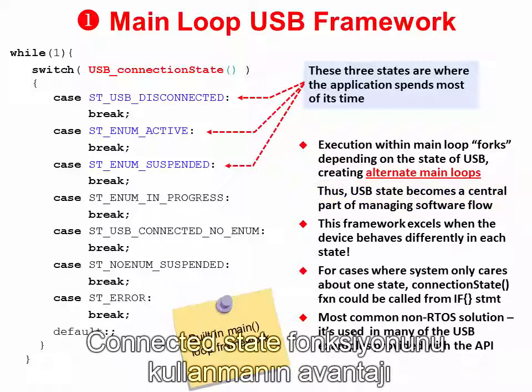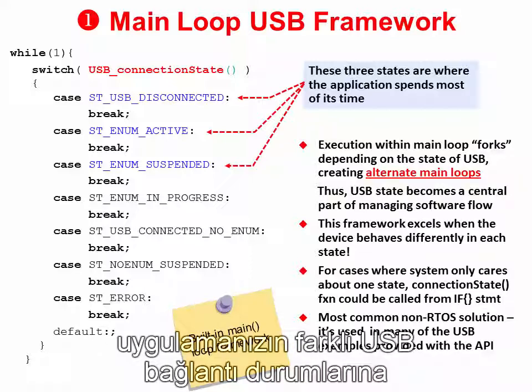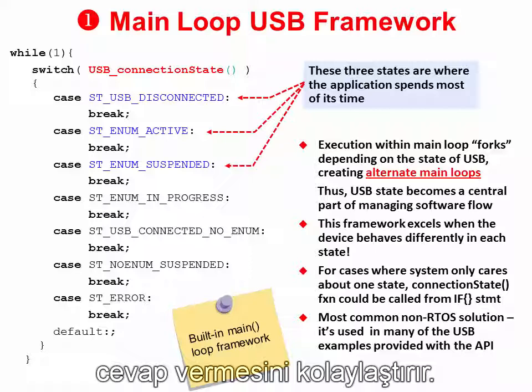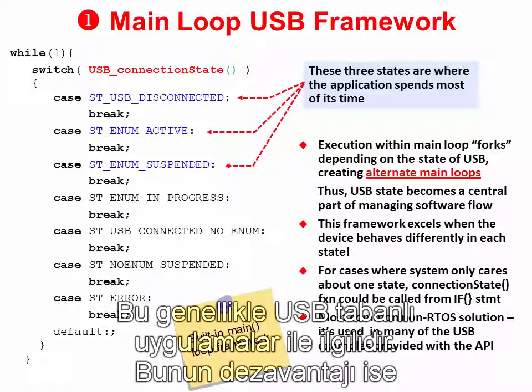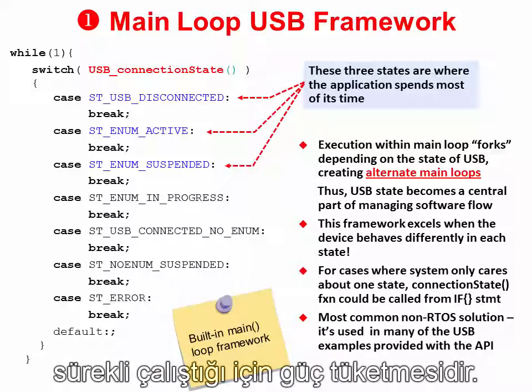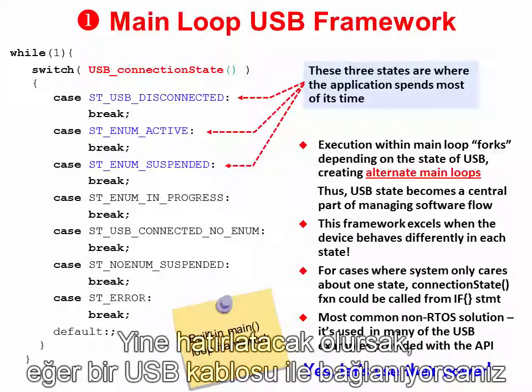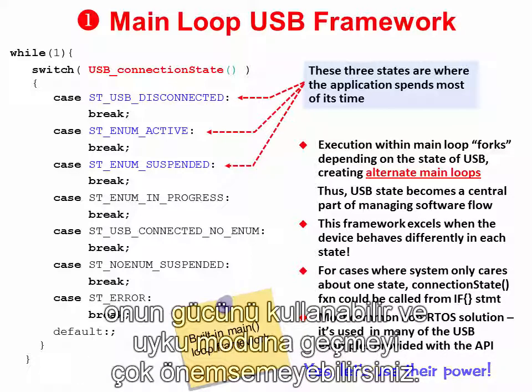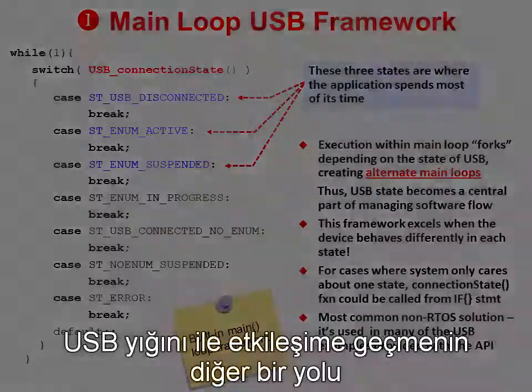What's the advantage of using the connected state function? It makes it real easy to have your application respond to different USB connection states, as is often the case in USB-based applications. The disadvantage? It's constantly drawing power if this while loop is running all the time. Then again, if you're connected by a USB cable, you can be using their power, and then maybe you don't care as much about going to sleep.